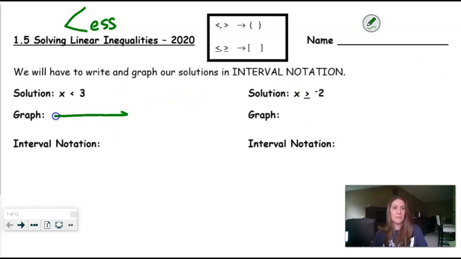So we're going to draw a really horrible number line. And then I should number the number line, but 3 is the target number that I'm going to be graphing here. And I need to know where to be shading because it's not just the number 3. It's everything that's less than 3. So think of it like an arrow. If your x is on the left side, this is pointing that way.